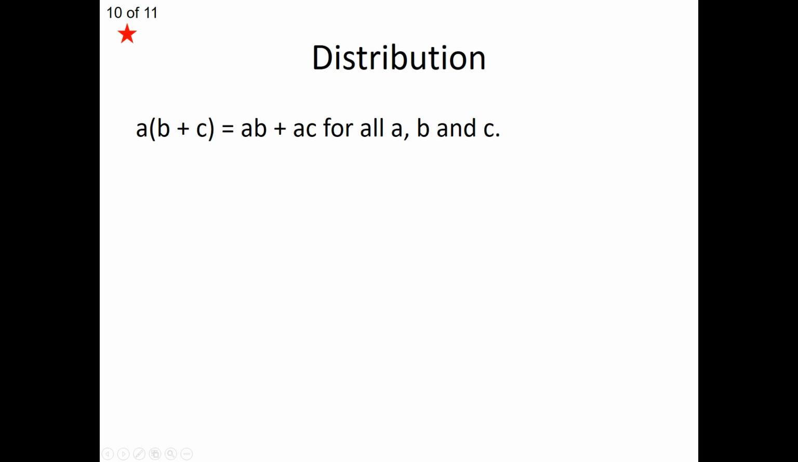Here's a distribution property. We've seen this one in Algebra 1, where if you have a sum of two quantities and you want to find the product of that sum, you may then distribute that product through to each of the sum. So the product of the sum is then also equal to the individual products summed. And so for any values of a, b, and c, if a is times the sum of those two quantities b and c, then I may find the product of each and then sum them together. So a times b plus a times c will result in the same yield.